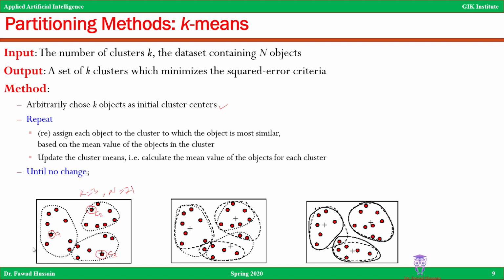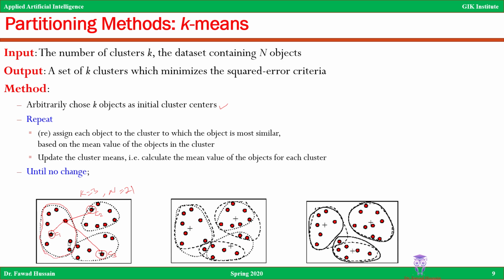Then let's move on and assign each object to the cluster to which the object is most similar, based on the mean value of the objects in the cluster. I have chosen 3, C1, C2, C3. There are 18 other data points left. If I want to classify this data point, I am going to calculate the distance, so Euclidean distance or cosine similarity. I am going to find this distance, and then this distance, and then this distance. So I am going to find these 3 different distances, and naturally this looks close. So I will label this as part of C1 as well, and same goes for this and this. And once I have labeled all those as C1, I have formed this dotted line.